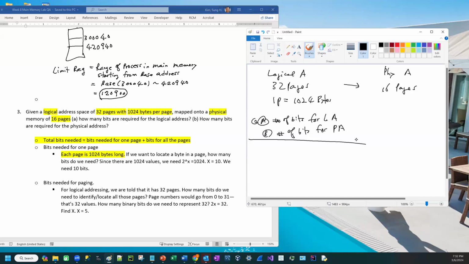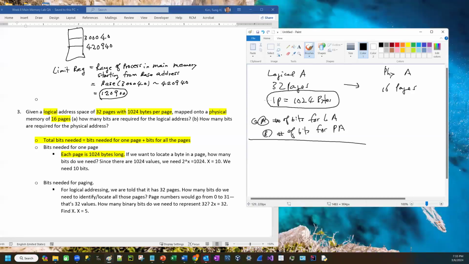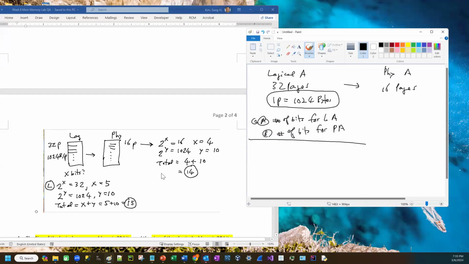So the bits needed for one page, let me bring up the diagram here so we can follow. So this is sort of what we have.